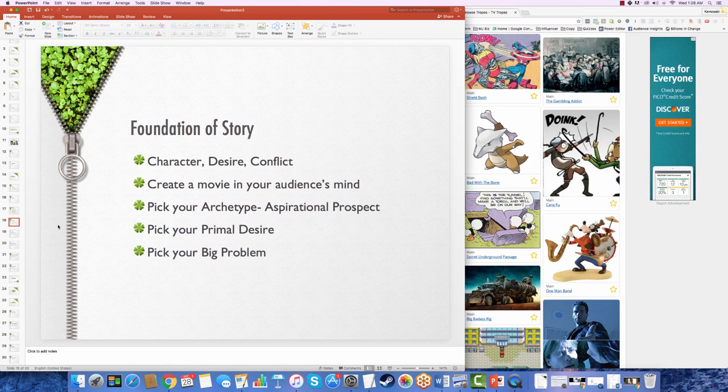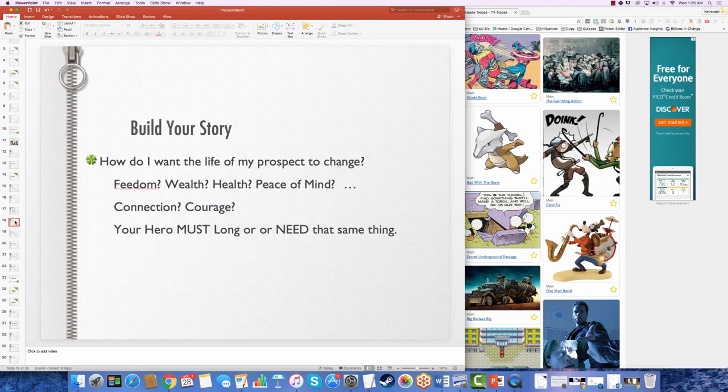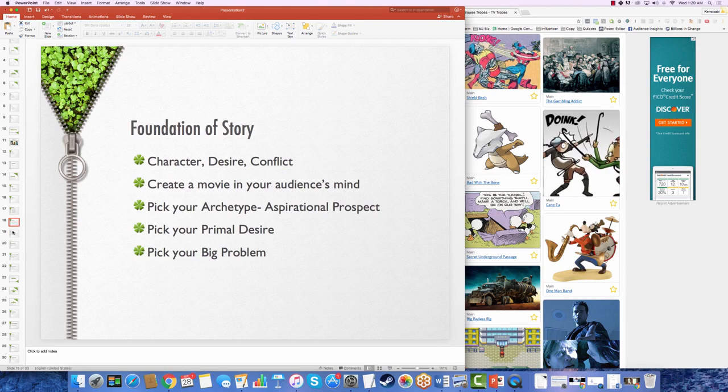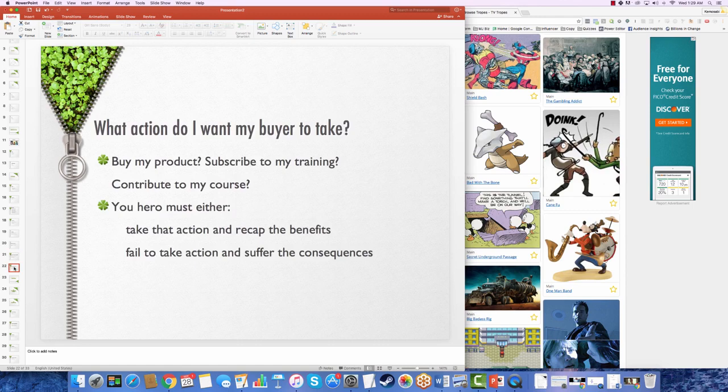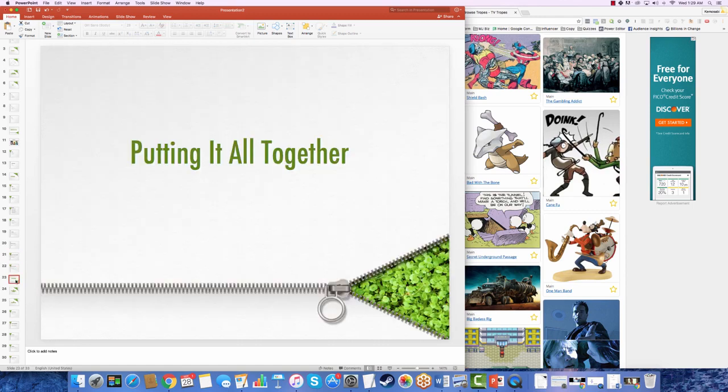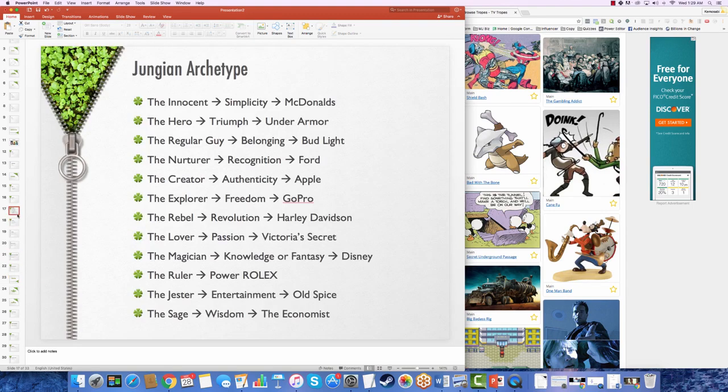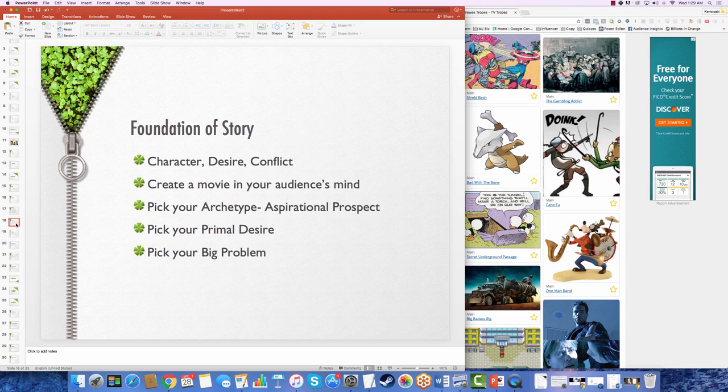All right, let's move on to the foundation of story. So the foundation of story, there's five pieces to a story. And what we're going to do here is talk about these pieces, and then we're going to talk about how to build the story and really go into some of the details, right? Put it all together. So let's talk about foundation of story, right?